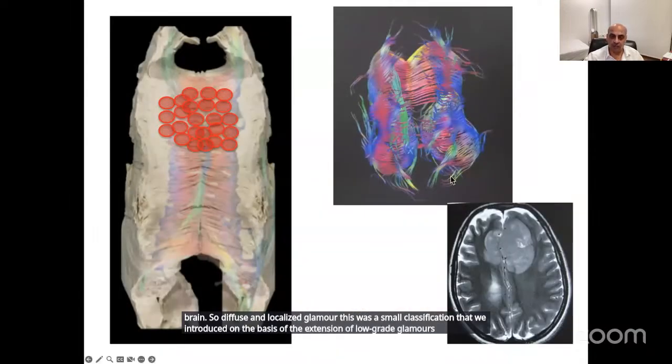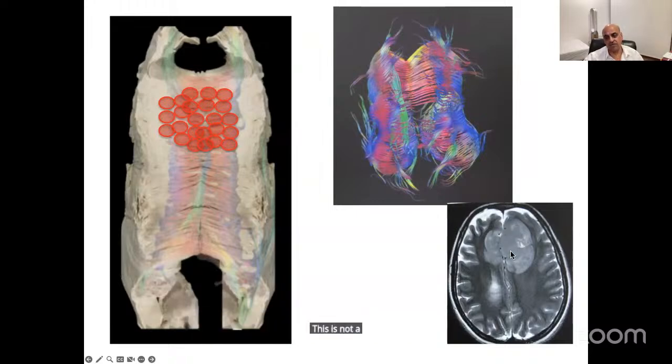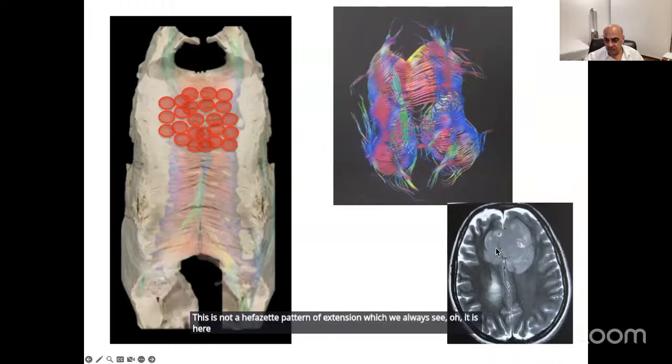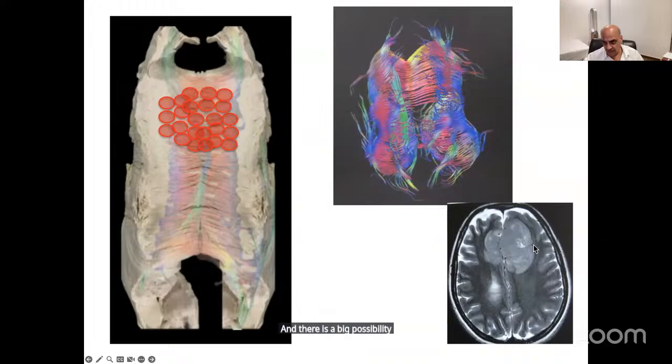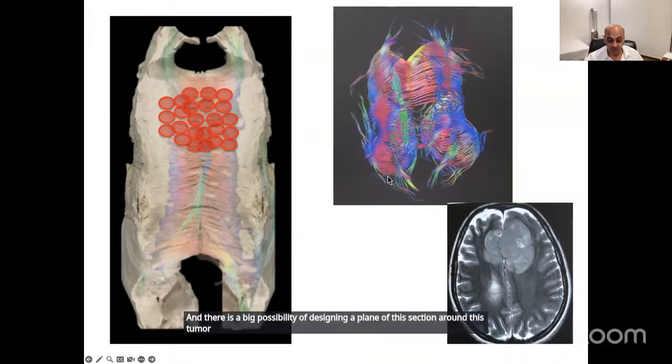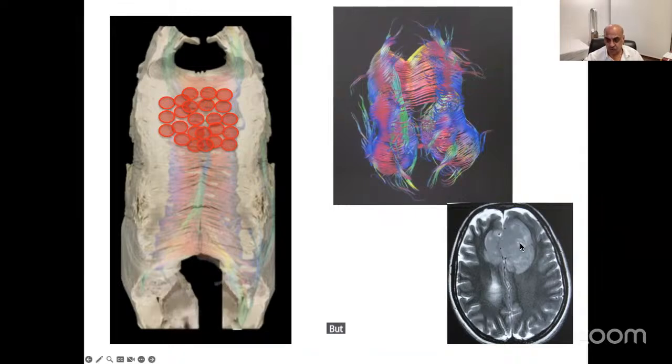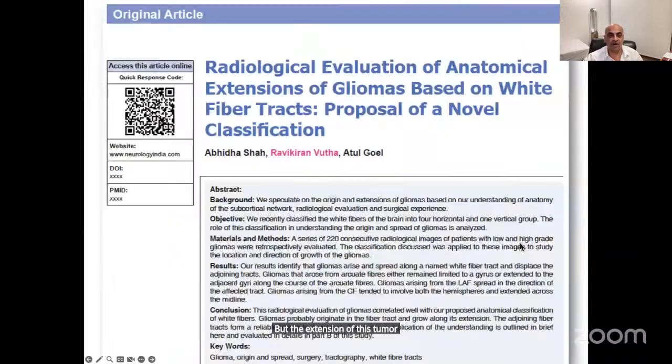So when you see this kind of corpus callosal glioma, this is not a haphazard pattern of extension, where we always see, oh, it is here and it is there. This glioma is along the fibers of the corpus callosum, and there is a big possibility of designing a plane of dissection around this tumor. Of course, the anterior cerebral artery has to be taken care of and things like that. But the extension of this tumor is along the named white fiber.